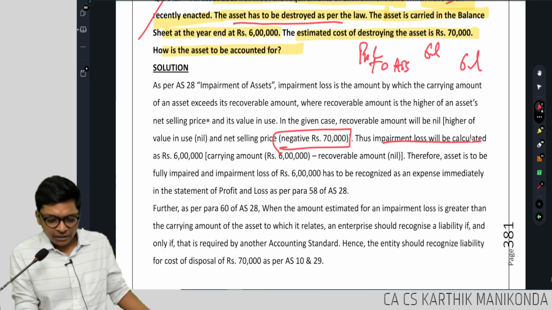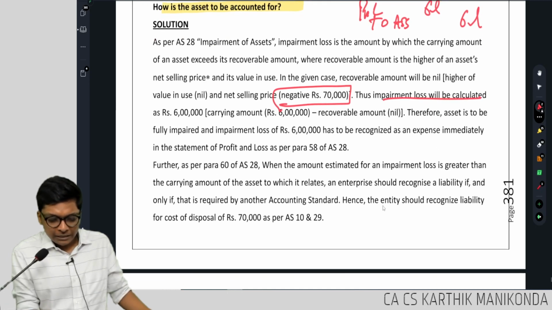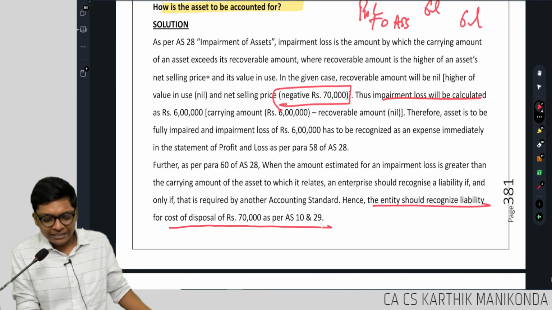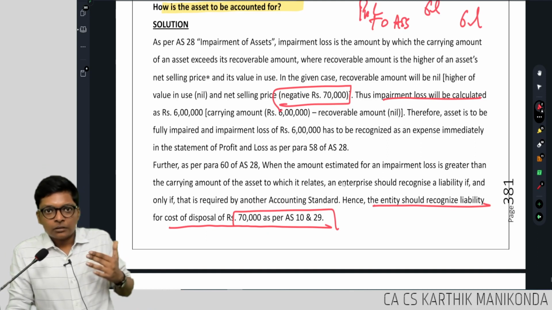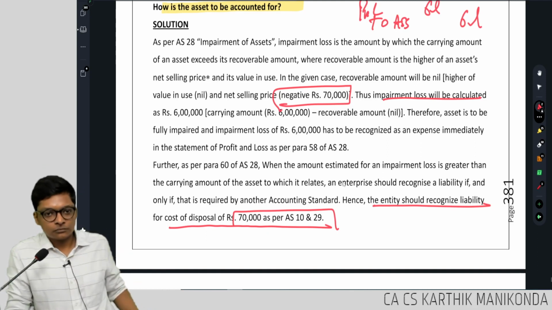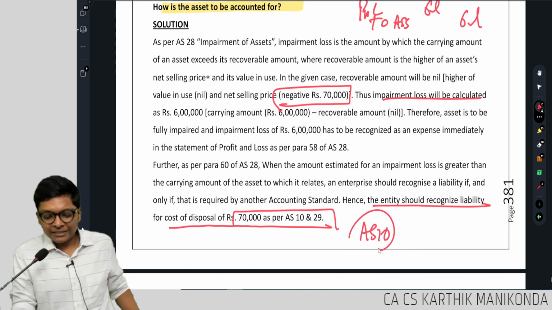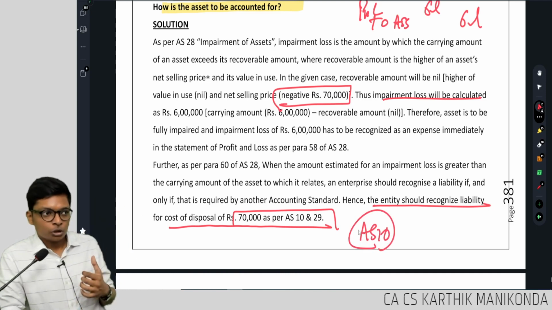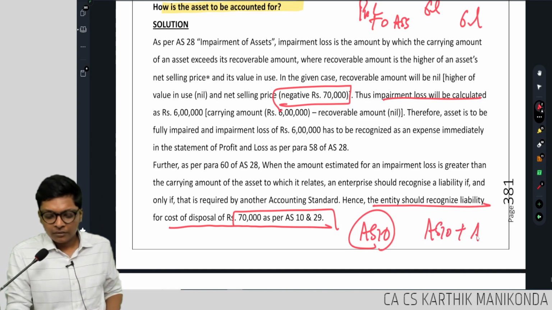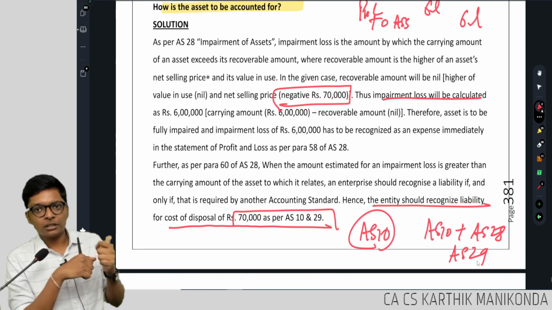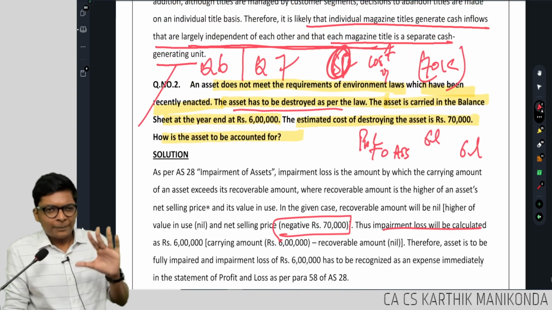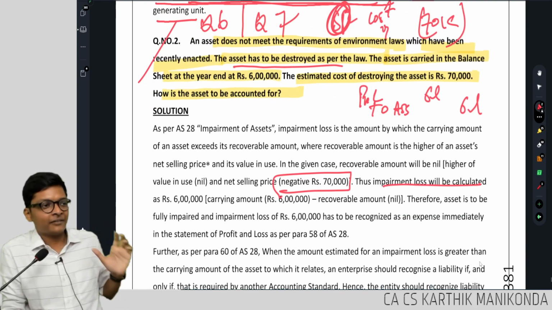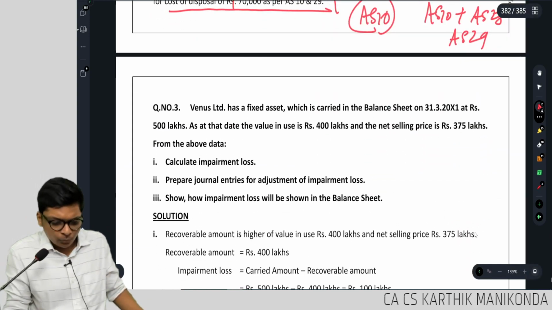Impairment loss will be calculated. This 70,000: the entity should recognize a liability for the cost of disposing the asset of 70,000. Are you following, guys? I am yet to incur it, going to incur, so it becomes a provision. In AS 10, remember there is a concept called dismantling cost. So this answer is read along with AS 10, AS 28, AS 29 all put together. AS 10 dismantling cost, create provision as per AS 29, and AS 28 for impairment. Unique question, basically trying to show negative impairment. Clear, guys? MCQ question, nothing more than that.